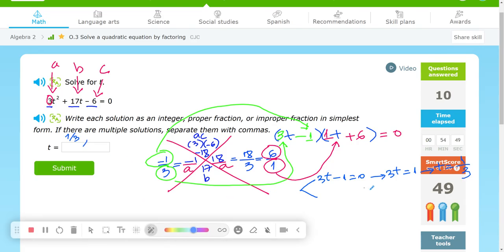Okay, put a comma. Now the second factor is t plus 6 equals 0. So t equals negative 6. Now I put negative 6 right there.